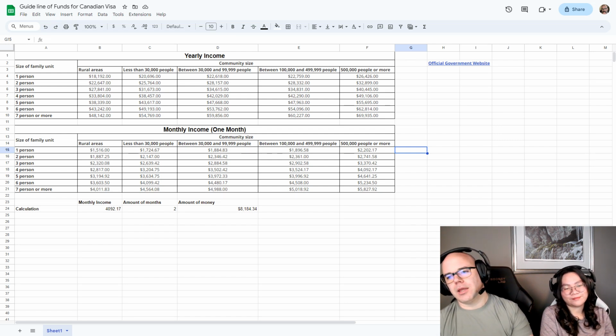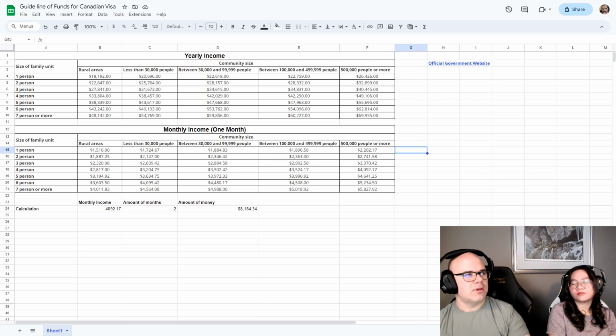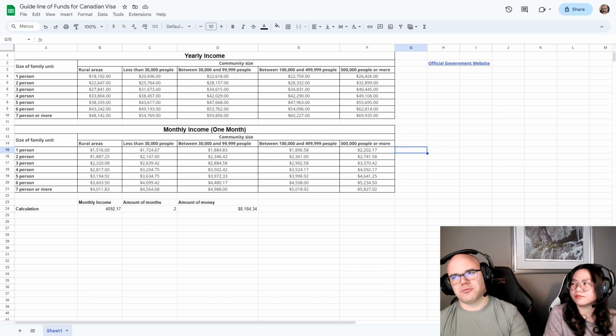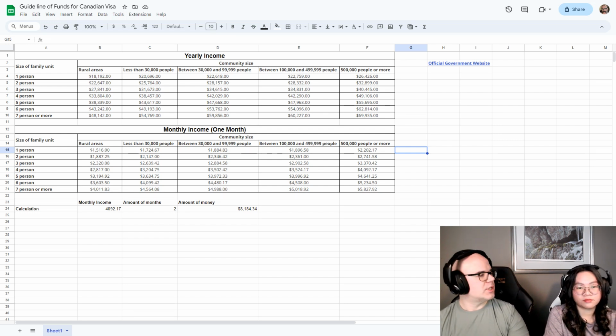With food prices, as a general frame, you probably could get away with $500-600 a month for one person if you eat cheaply. But if you're going out to restaurants and things, you're definitely going to spend a lot more than that. So it depends.